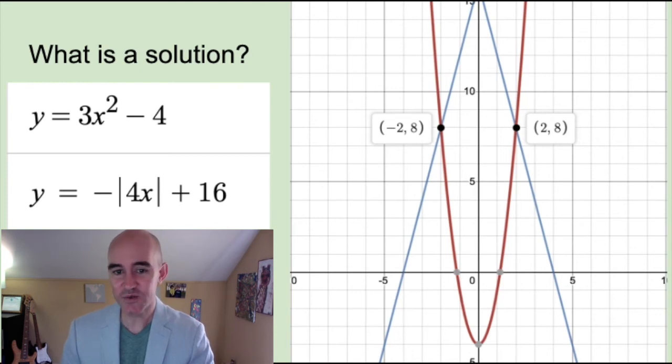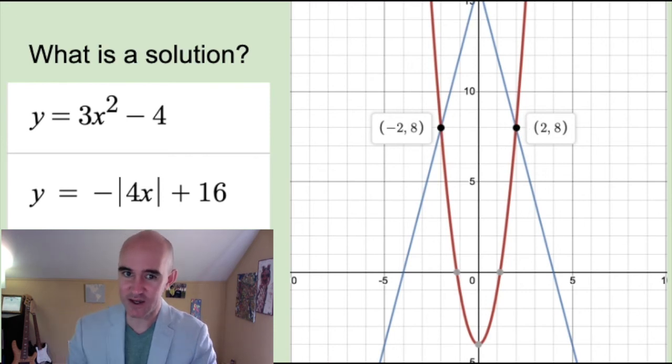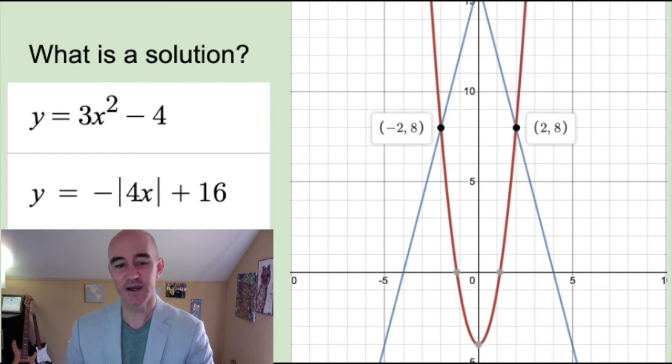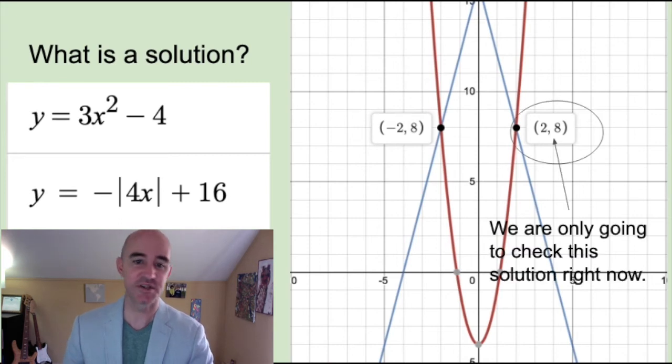Now sometimes when you click on a point in Desmos or on any graphing calculator, you might get something very close to the intersection, very close to the point that's on both, but not quite right. And so let's actually check these. We can check these by seeing if x equals 2, y equals 8, and x equals negative 2, y equals 8 are solutions to the first equation and to the second equation.